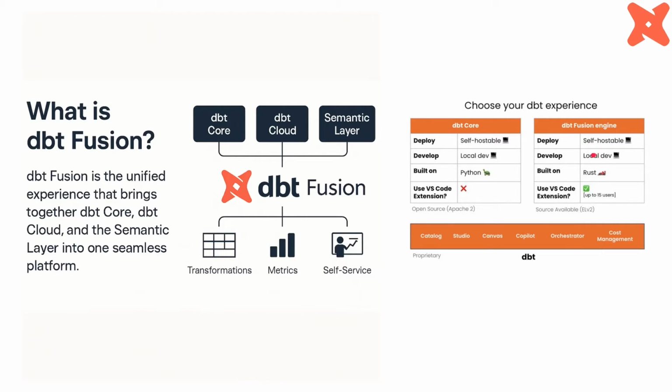It is also hostable but built on Rust, giving it improved performance and scalability. Most importantly, it allows for collaborative development in the browser on VS Code with a native extension. This means your whole team, from engineers to analysts, can work together in one space. Here you can see Fusion unlocks powerful new features like dbt Studio, Studio Canvas, Copilot, Orchestrator, and Cost Management. These tools were not a part of traditional dbt Core, so they reflect the full-service analytics platform that Fusion aims to be.